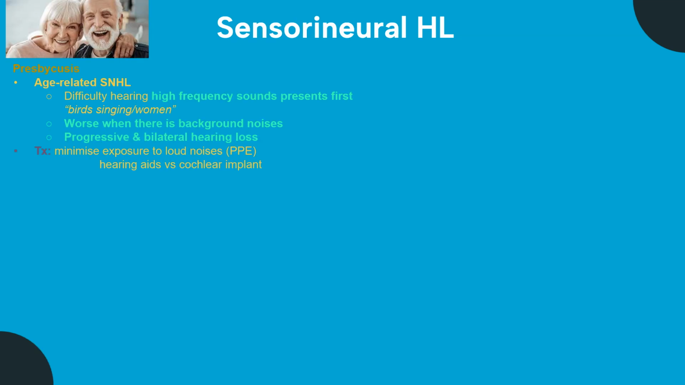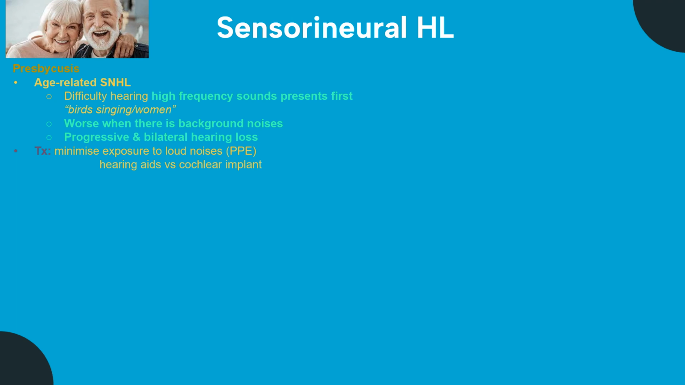Sensorineural hearing loss. Presbycusis is the most common one. This is age-related, and most commonly they'll have difficulty with the high-frequency sounds first. So oftentimes you'll have an older gentleman, and they'll say, "I'm having trouble hearing my wife when she speaks." It's worse when there's background noise, if there's music in the background, for example, or the TV, and it's progressive and bilateral. So it gets worse over time, in both ears.